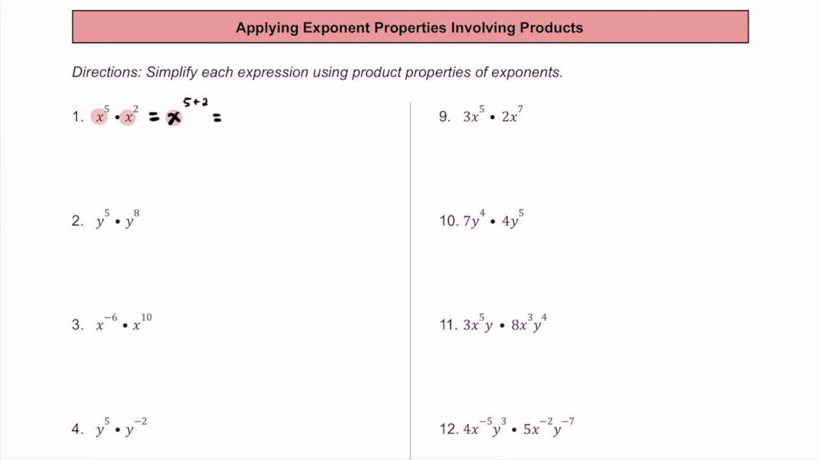Now 5 plus 2 is 7, so we can write our final expression here as x raised to the 7th power, since x is the base and 5 plus 2 is 7. So we would have 7 x's multiplied together.